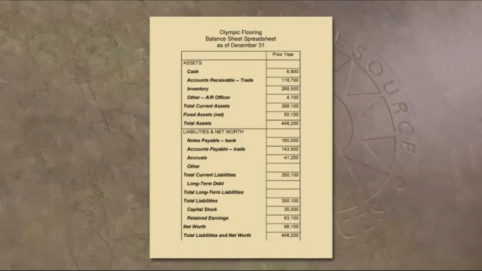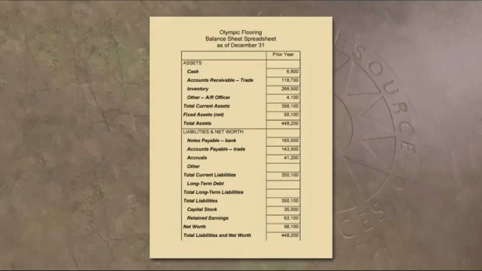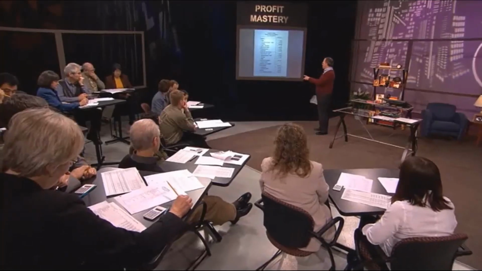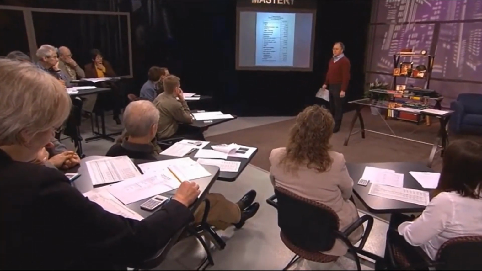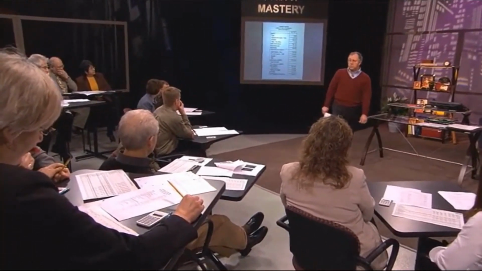How much did he probably put up to start this company? His capital stock account shows how much? $35,000 he probably put up to start the company. And his cumulative retained earnings, for however long he's been in business, how much? 63.1. So we've got a net worth of 98.1, total liabilities of 350,000. Those two sources of money total to 448, liabilities and net worth. He bought assets of 448.2 to support sales of $1,077,000. With me? Okay, so that's where he's starting.